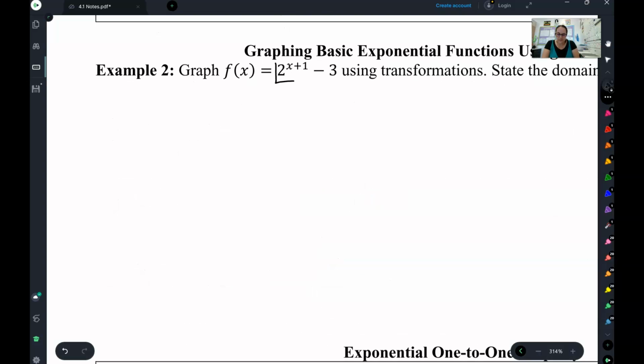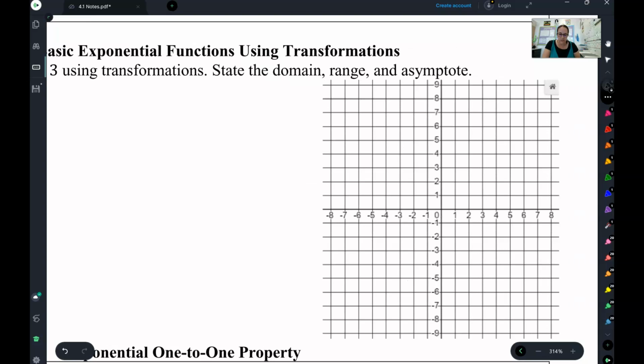Let's show you an example. In this example, let's graph 2 to the x first. We're going to ignore the rest of it and just graph 2 to the x. Well, I know they all have a horizontal asymptote here. I know they all have a y-intercept there. And then I know they all have 1, the base. In this case, the base is 2. So 1, 2. And that is my graph of 2 to the x.